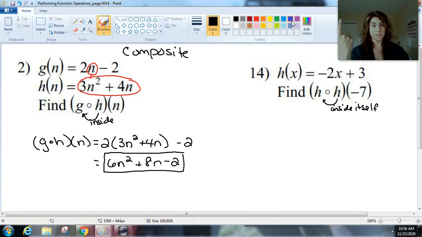I'm still going to talk about domains. Did I divide? Nope. Plugged one into the other. Do I have any even roots? Nope. It's a polynomial, all whole numbers. So my domain is all real numbers here.